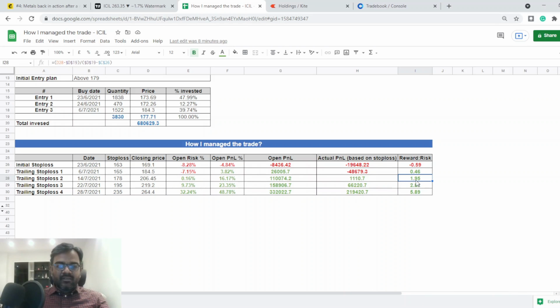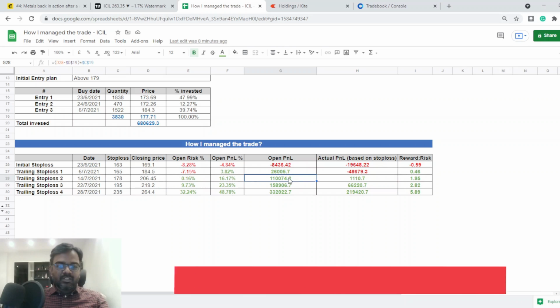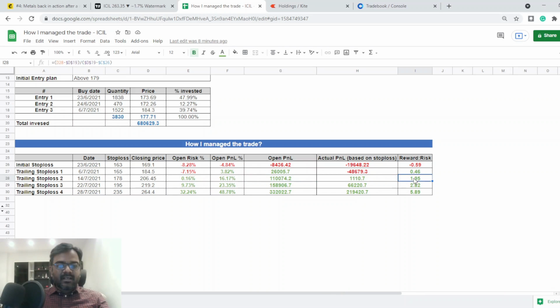Now as of this day, if you see, I started off initially as of 23rd June, if my stop loss was hit, I'd be losing probably 0.59% of my overall capital. But as of this day, I risked 1 rupee, and as of this day I'm gaining 1.95 rupees if I book as of that day. Okay, but not with my stop loss. On that day, as per the closing price of that day, my P&L is up 1.9 rupees on the 1 rupee that I bet. Right?